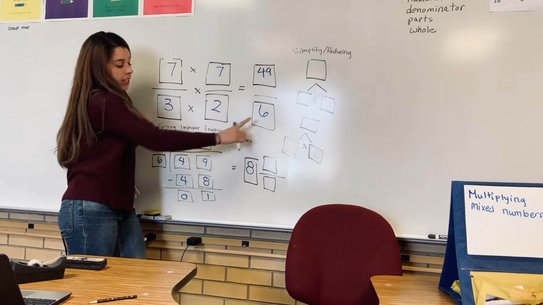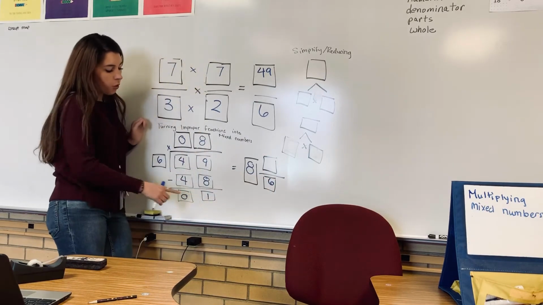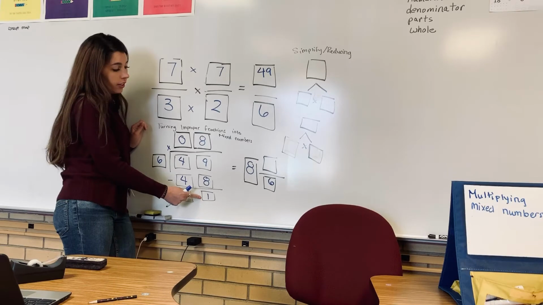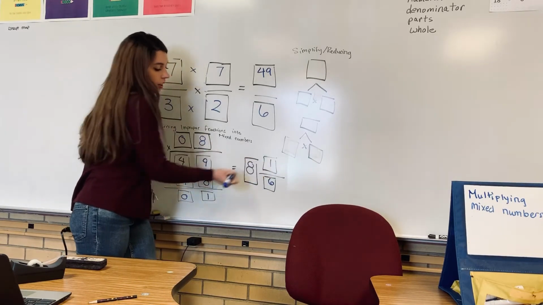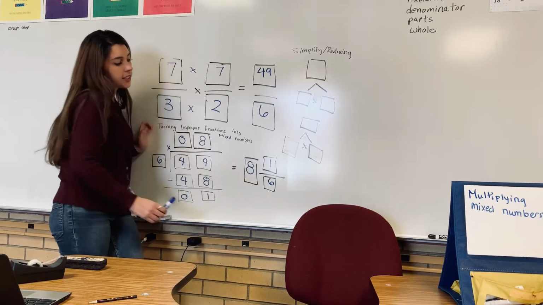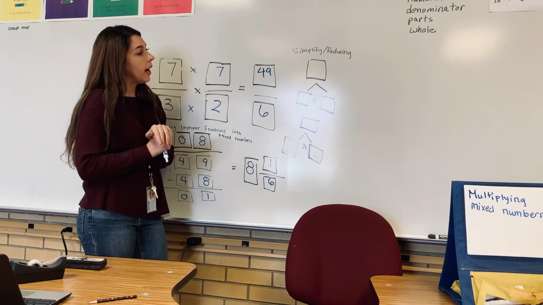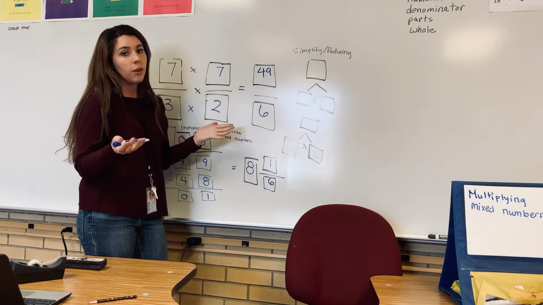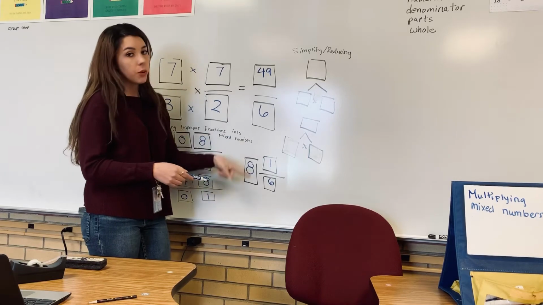So my denominator was 6 here, 6 here. This number is going to go here. And my numerator, whatever is left over, is going to go on the top. So this is left over of this whole fraction here. So I have 8 and 1/6. I am not going to simplify or reduce because 1 is a prime number, and it's already as small as it can possibly be as far as this goes. So my answer here is 8 and 1/6.